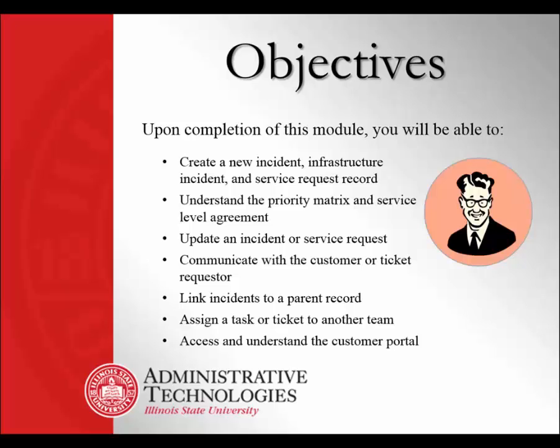And these are the kinds of things we're going to cover today. We're going to talk about how to create the three different kinds of tickets you can create in Cherwell: incidents, infrastructure incidents, and service requests. We're going to talk about a couple of things related to those, which might be new for you. Something called the Priority Matrix, which is related to our SLA, or service level agreement, that we're creating as part of Cherwell. And then we're going to talk about how to work tickets, so how to update them and move the status from active to closed. How to link them to different records, email customers through the record, and assign tasks or tickets to other teams. We're going to go through all the tabs at the bottom, all that stuff again.